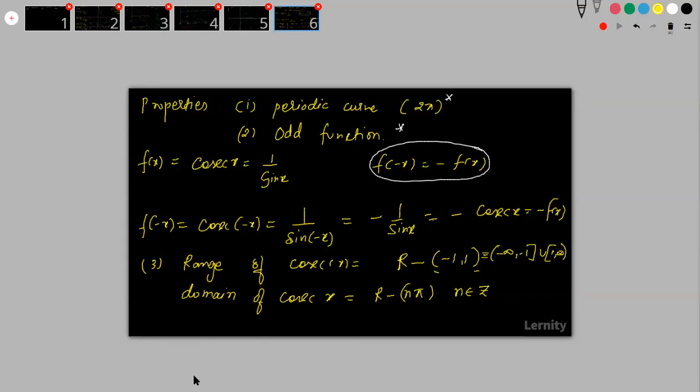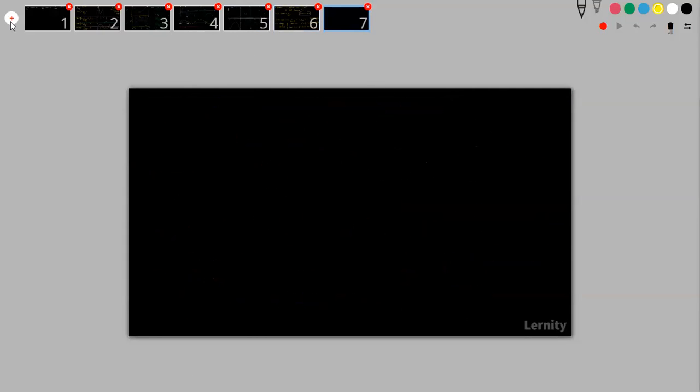Okay, so first I will try to find out what the domain is. Now see, we have 1 by sine of x, which is equal to cosecant x. Only those values of x will not be taken for which sine of x is equal to 0, because otherwise it will become 1 by 0. So I will find all those values of x for which sine x is 0.